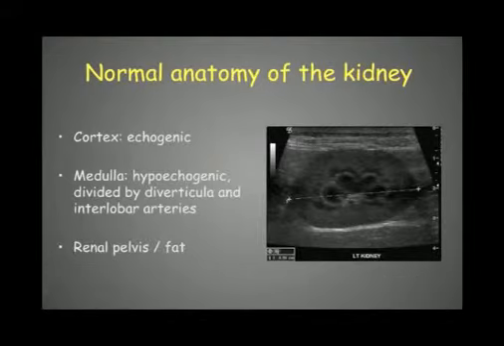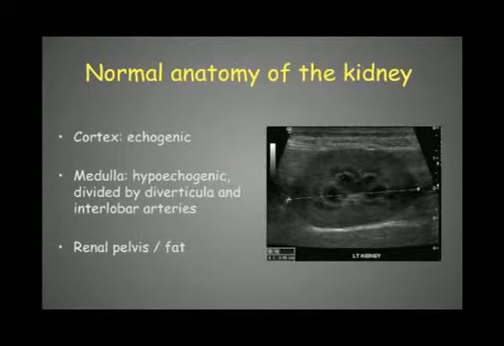Regarding the normal anatomy of the kidney, there is first the cortex, which is in general isoechoic, like we can see in this example in this cat. Then the medulla is hypoechoic, and it can be divided by the diverticuli that we can see here. And then we have the renal pelvis in this region, which is in general a bit hyperechoic because it contains a small amount of fat.